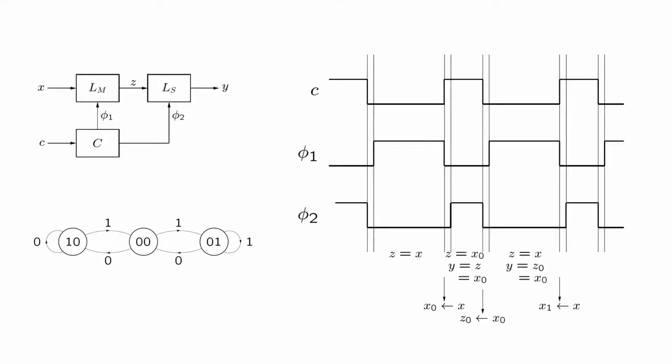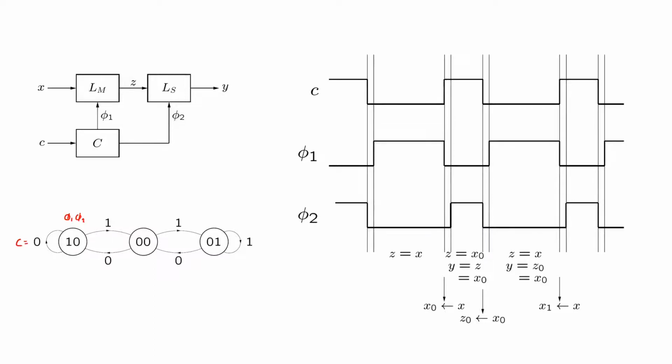Now let us try to understand a little bit better what is happening here. If we look at our state transition graph, our input signal is the one that we call C, and our state is the one that we call phi1 and phi2.